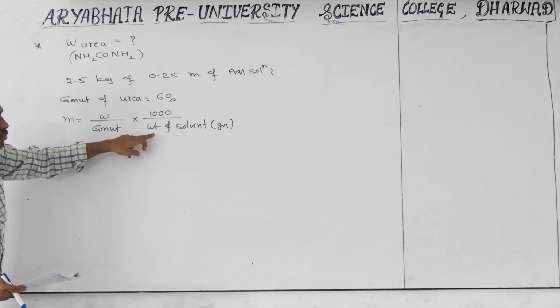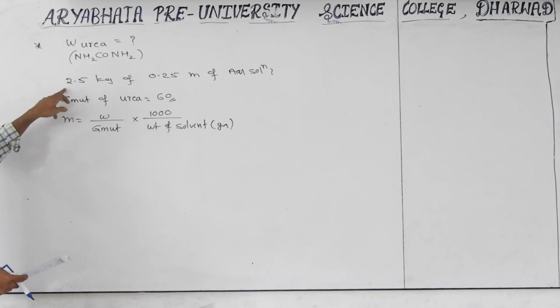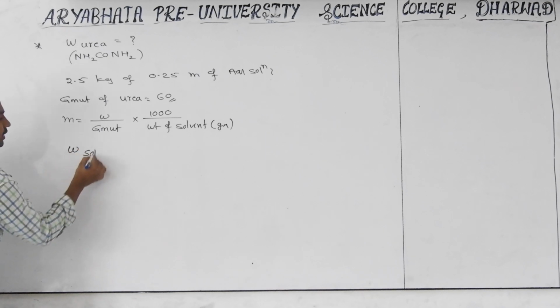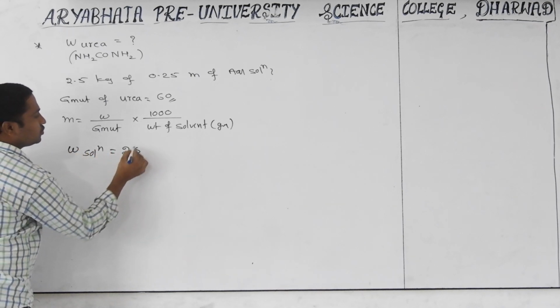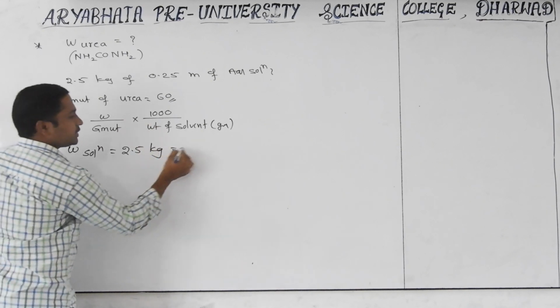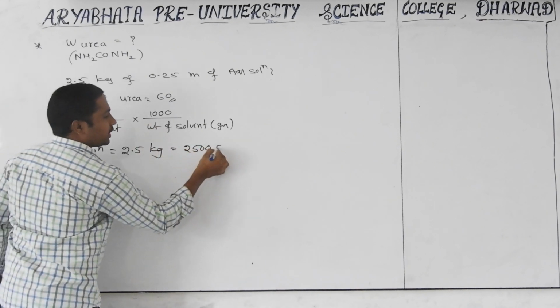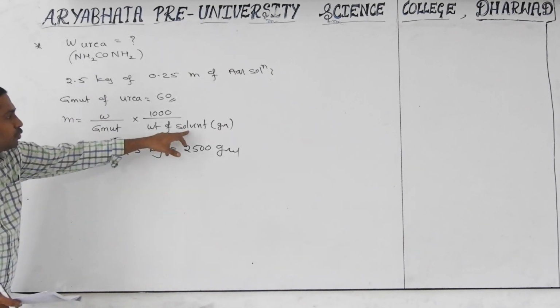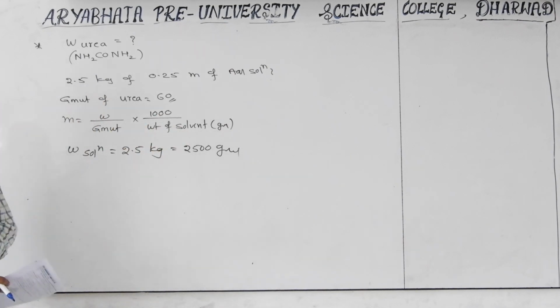And our target is what? Weight of the solvent. But what we have here? Weight of the solution we have. Observe the things very carefully. Weight of the solution is equal to 2.5 kg, which is indirectly nothing but 2500 grams. Don't consider this one. Why? Because we want a purely solvent weight. What has to be done?